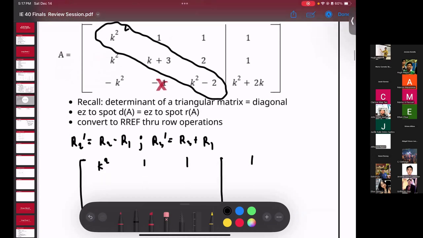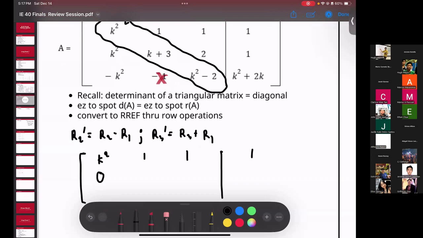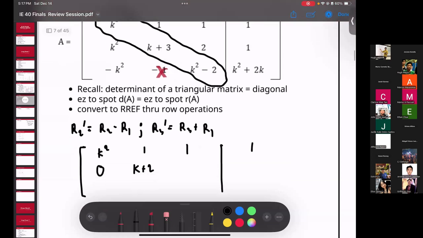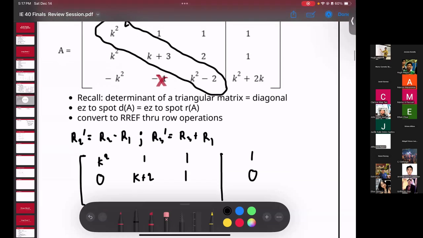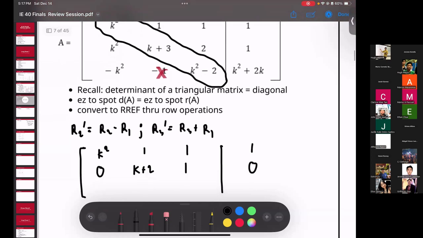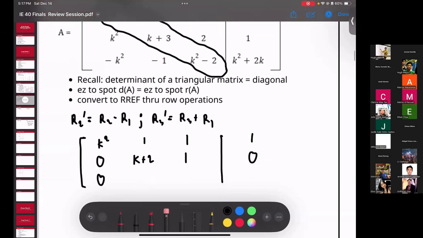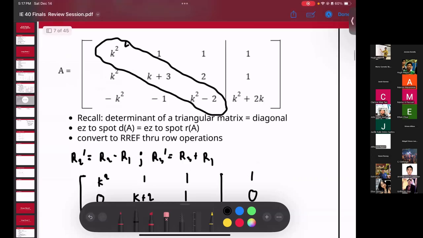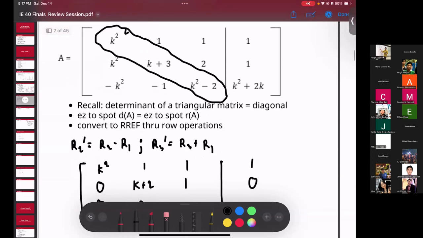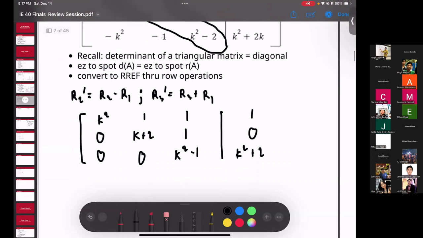And then second row, R2 minus R1. So k squared minus k squared is 0. K plus 3 minus 1 is k plus 2. 2 minus 1 is 1. 1 minus 1 is 0. For the third row, R3 plus R1, negative k squared plus k squared is 0. Negative 1 plus 1 is 0. So it's actually convenient. We don't need to think about that anymore. So k squared minus 2 plus 1 is k squared minus 1 equals k squared plus 2k.